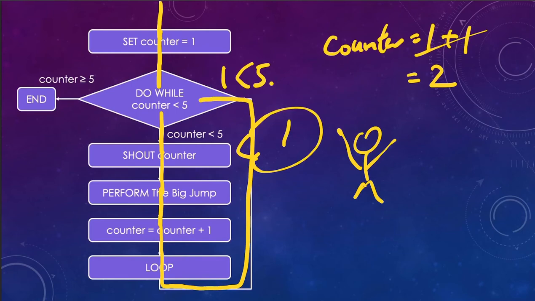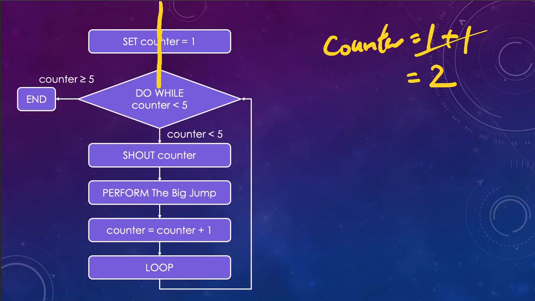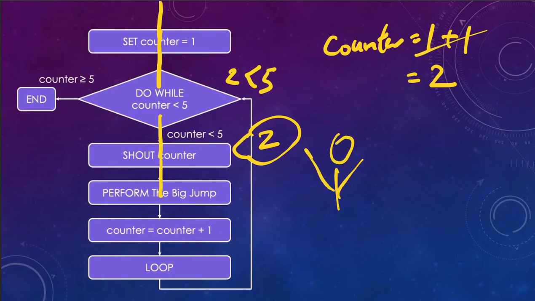the condition again. So now we're checking the condition again, right? So counter, the value is 2, right? So 2 is less than 5. And so because 2 is less than 5, we'll go down here. Again, we shout counter, which is 2. And then we'll perform the big jump. Woo! And now we'll do counter plus 1, which will give us 3. Then now we do the loop again.